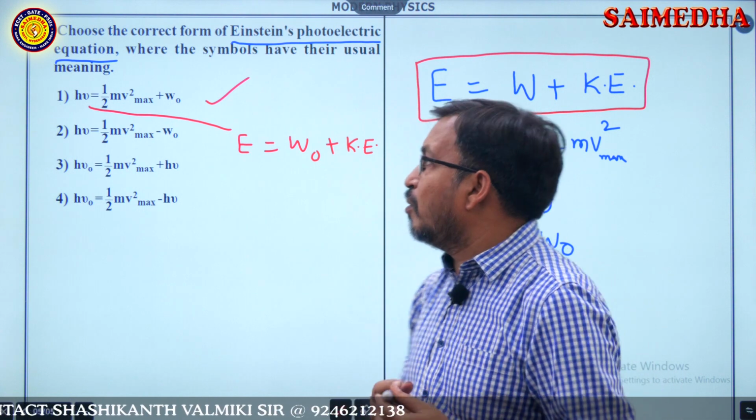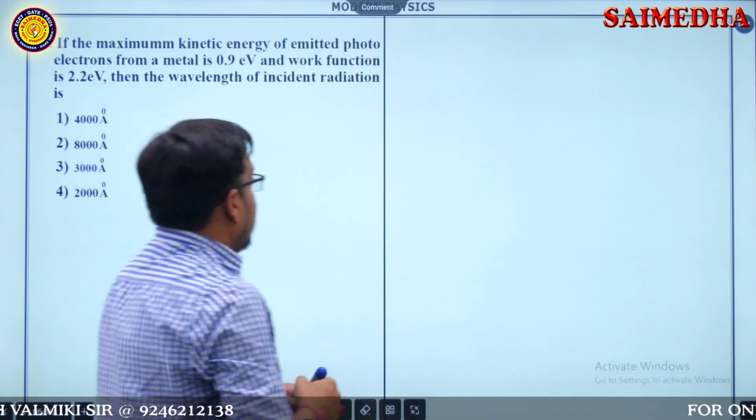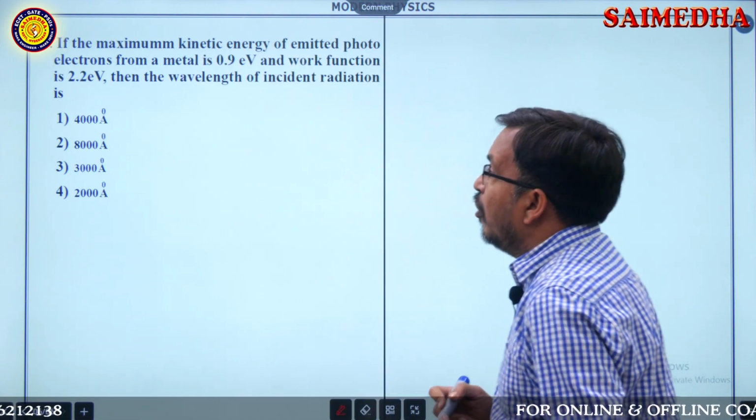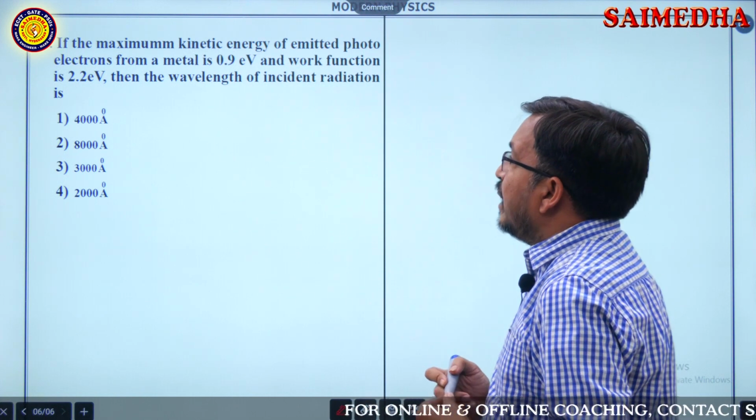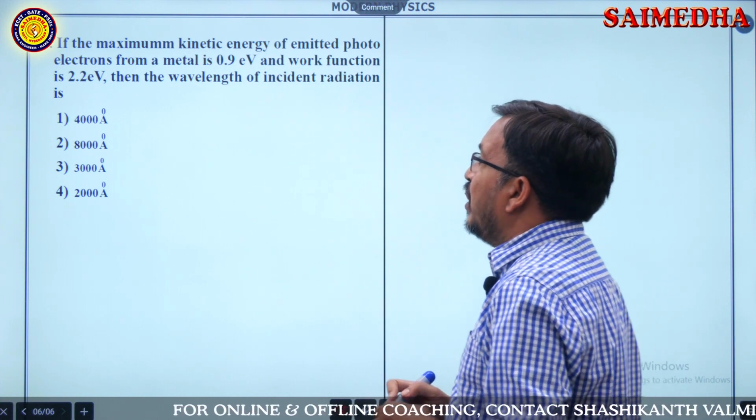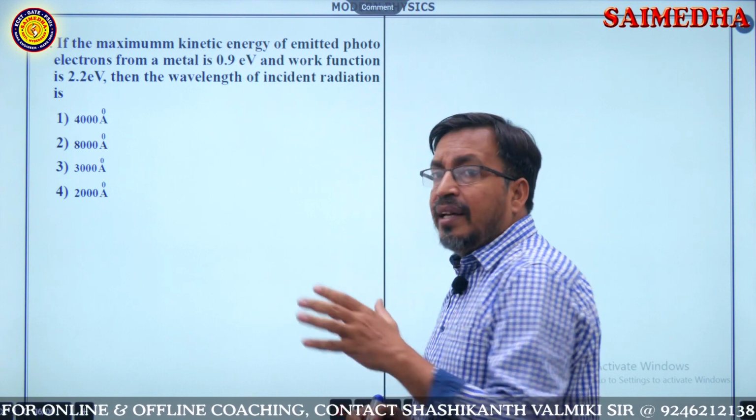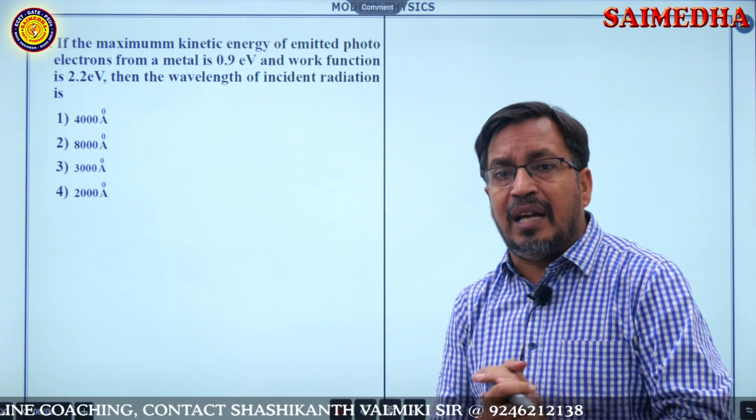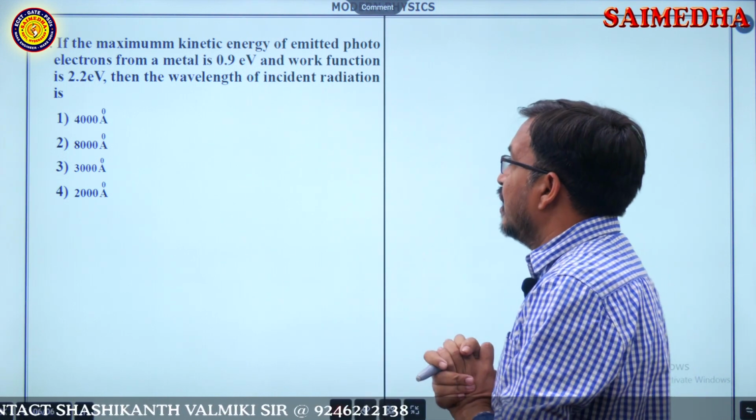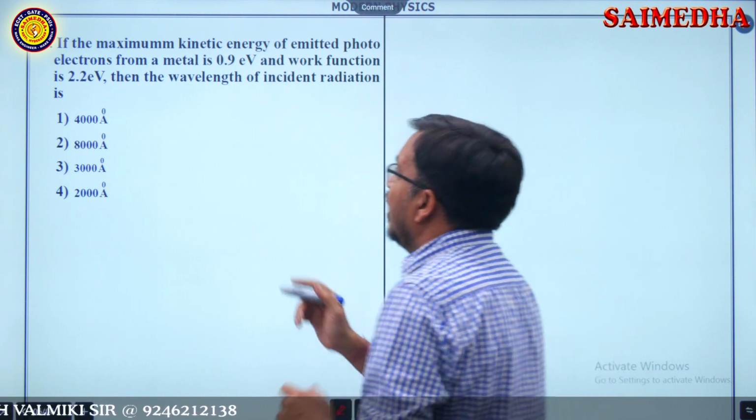That is, question number 4. See here, question number 4: if the maximum kinetic energy of emitted photoelectrons from a metal is given as 0.9 electron volts. So students, here it is very important.